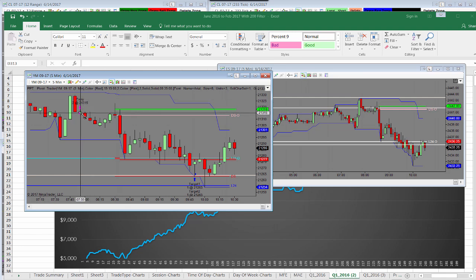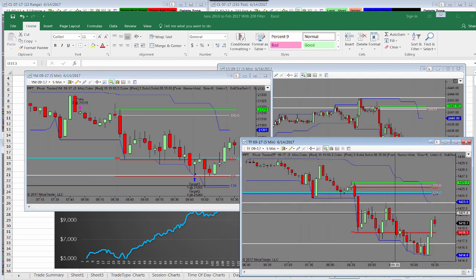Here's my entry short. I'm looking for a 2-to-1 risk reward. On this specific trade, I was risking 25 and my target was 50, and my target was hit right there. Now you can see what happened here. The YM and the ES all traded into a white line, which is 60-minute support. The ES broke it, the YM did not. At the same time, the Russell is also at some support.